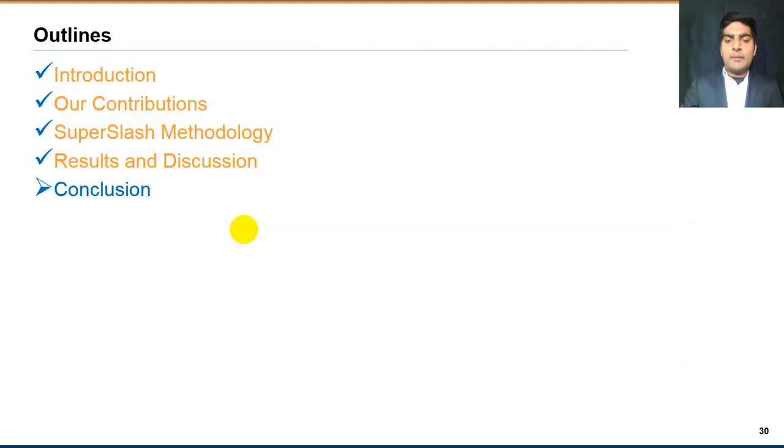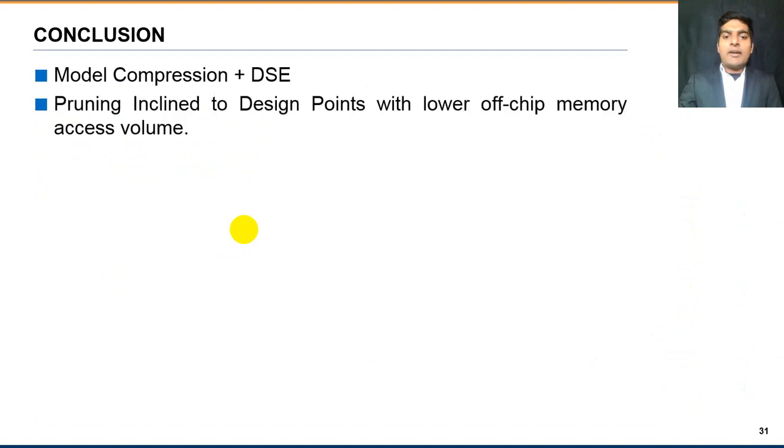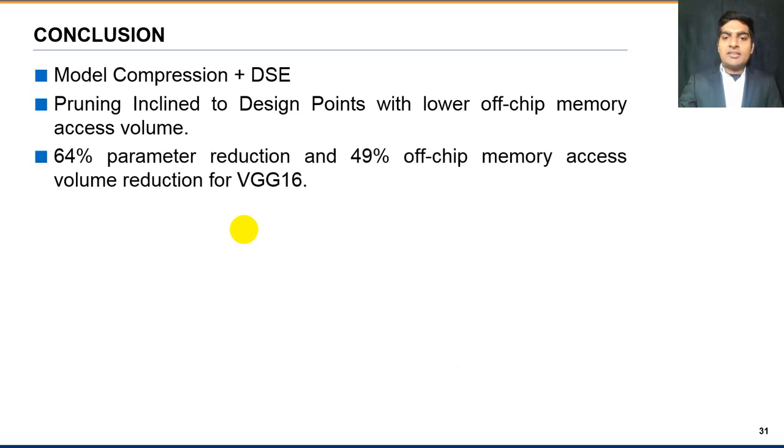We now summarize our paper. We have devised a unified methodology for model compression and design space exploration. Provided a DNN model, we iteratively prune the layers based on layer-wise off-chip memory access volume estimate. This allows the pruning to be steered towards design points that require low off-chip memory access volume. We have achieved 64% reduction in VGG16 model size and saved 49% off-chip memory access volume.